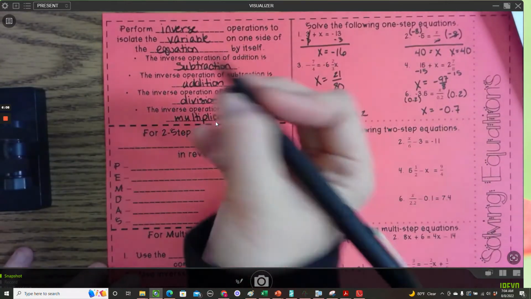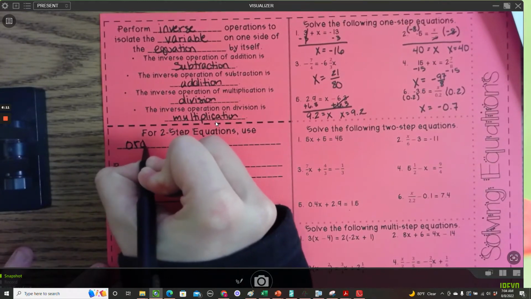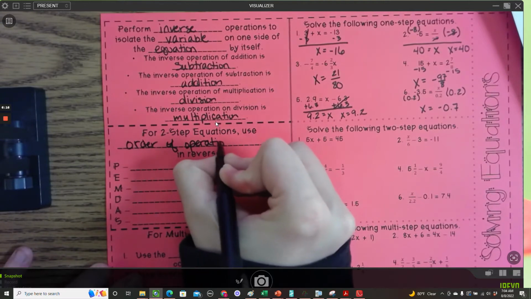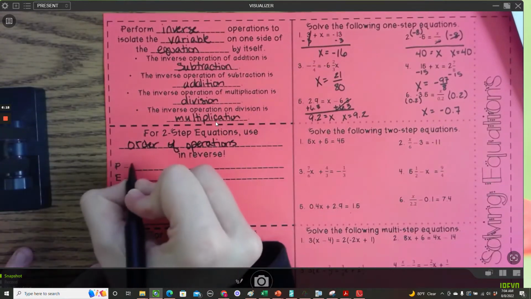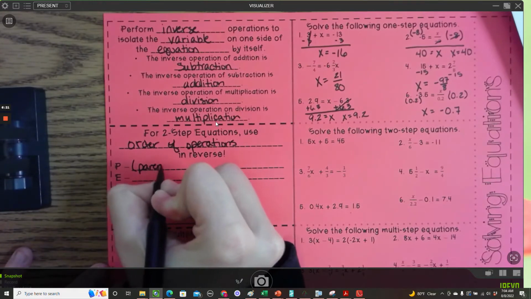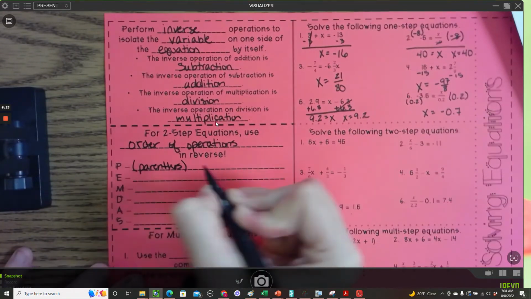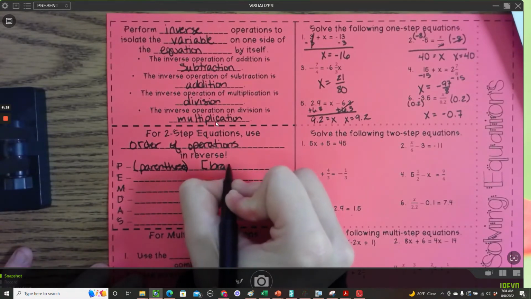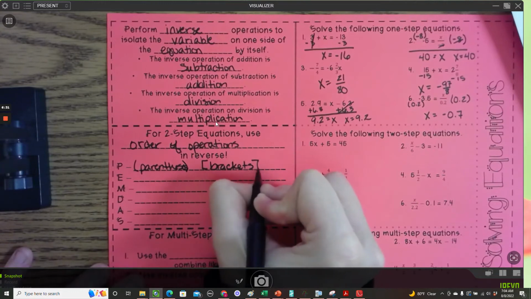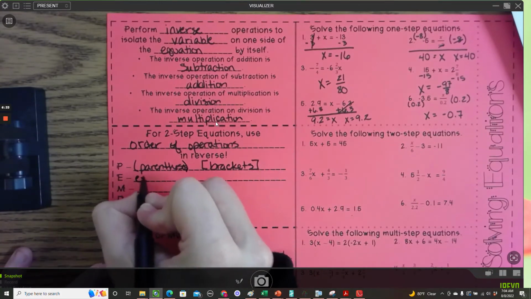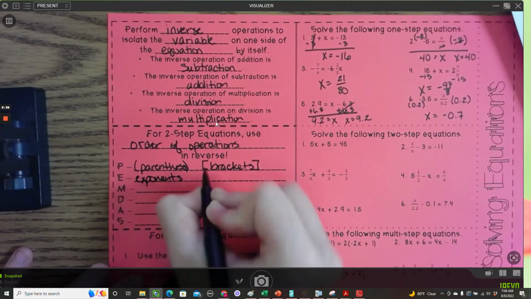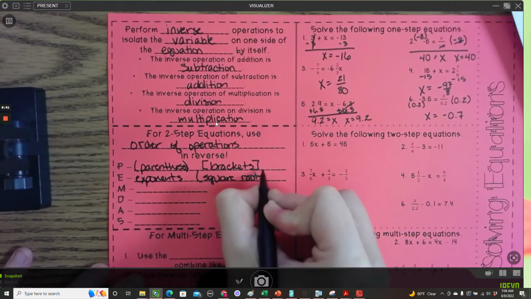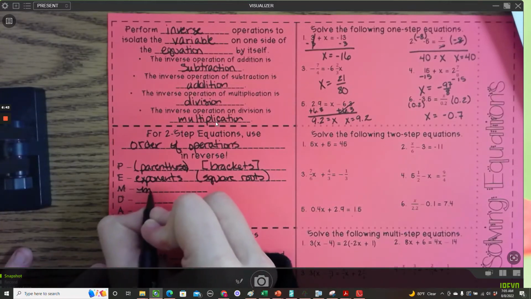Okay, so now on to two-step. For two-step equations, we use the order of operations in reverse. So order of operations is parentheses, or brackets, and then we do exponents, or square roots are also a type of exponent. And then multiplication.